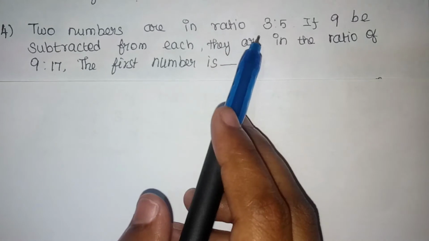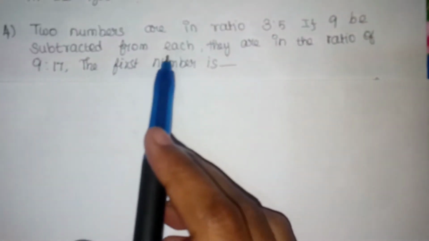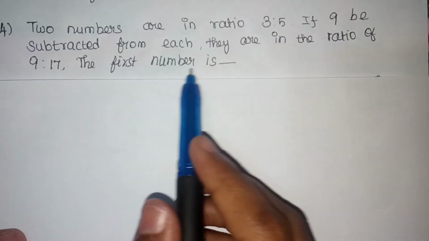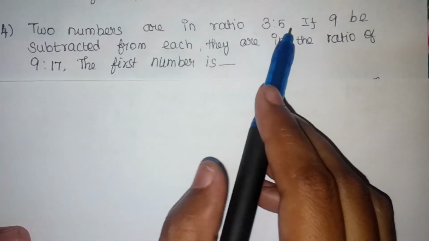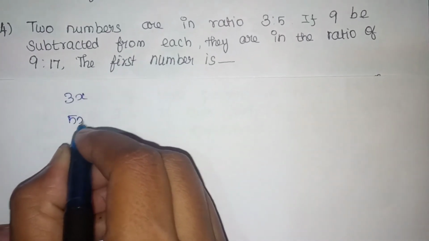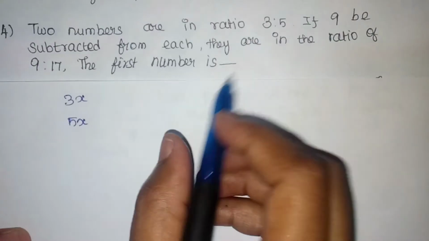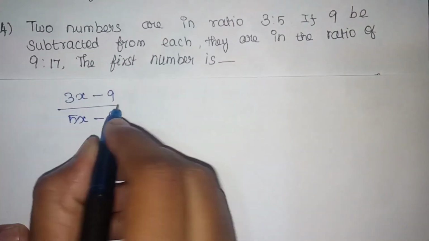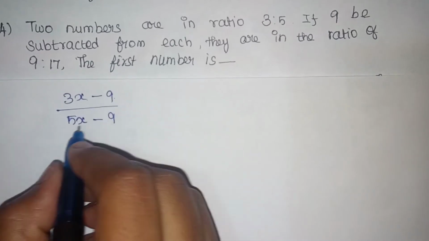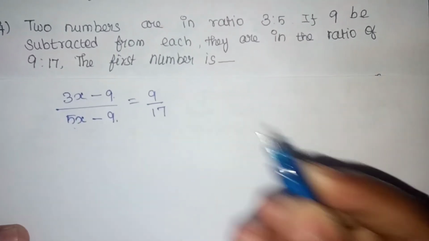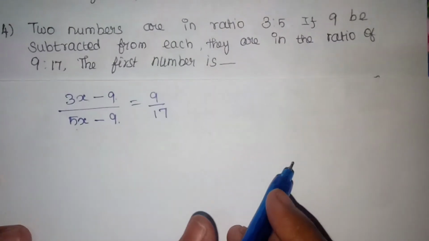Two numbers are in ratio 3 is to 5. If 9 is subtracted from each, they are in the ratio 9 is to 17. The first number is, so initially the two numbers are in the ratio 3 is to 5. So I am assuming the values of the numbers as 3x and 5x. So from this we are subtracting 9. So minus 9, minus 9. So ratio of this will be 3x minus 9 divided by 5x minus 9. This will be equal to 9 by 17. Just simplify this, we will get the answer.